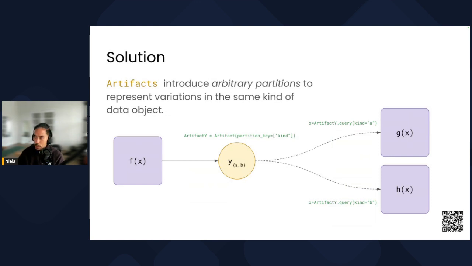Well, what artifacts give you is the ability to introduce partitions into your artifacts. So you say, hey, I have this partition key kind, so I can produce Y, variation A and B, and think about them logically as the same thing. And now G consumes kind A, and H consumes kind B.